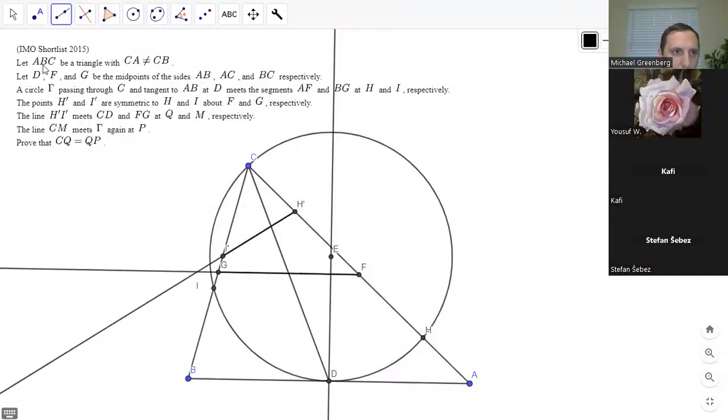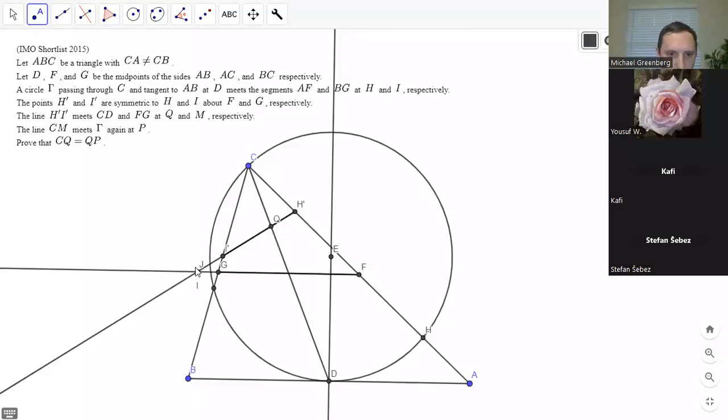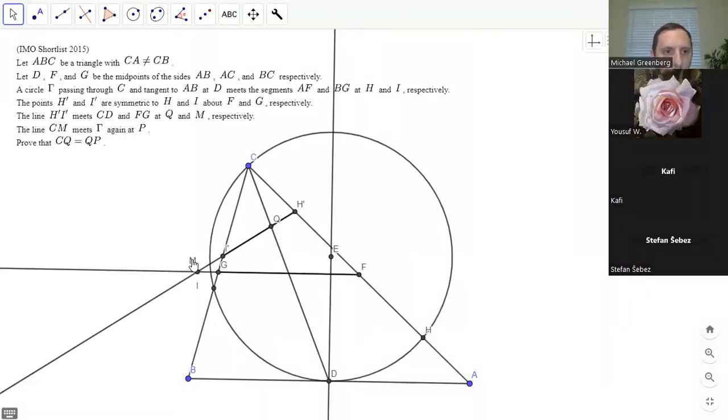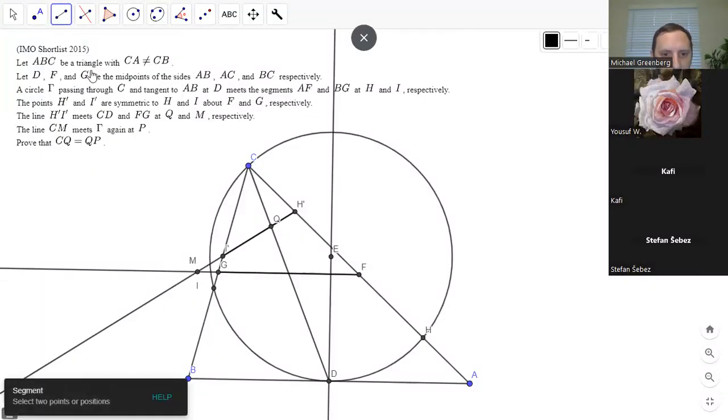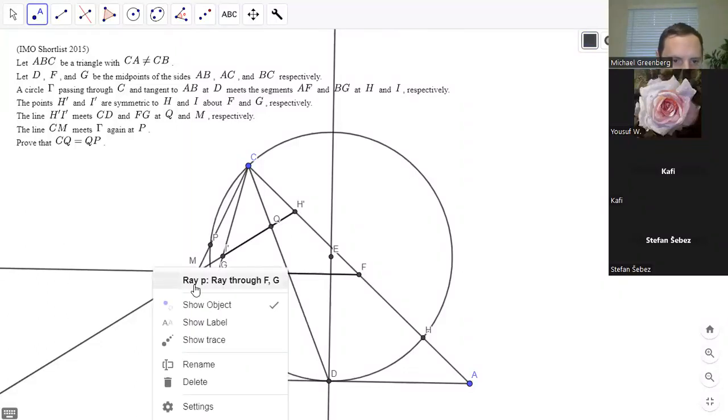I wonder if... what's G for? G is the midpoint of AB. No. Oh, yes, sorry. It's all right. CM meets the circle at P. And we want to show that CQ equals QP. Okay. CM.